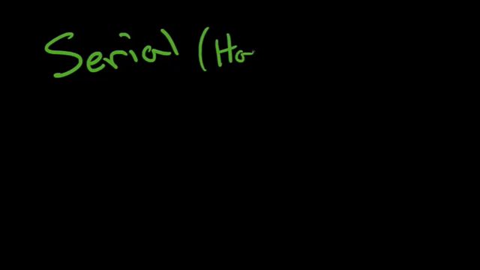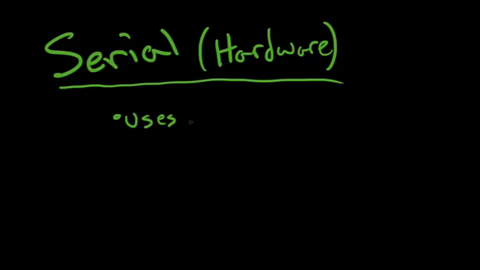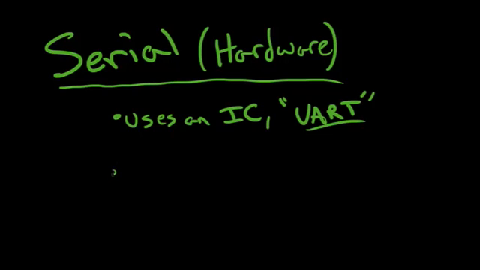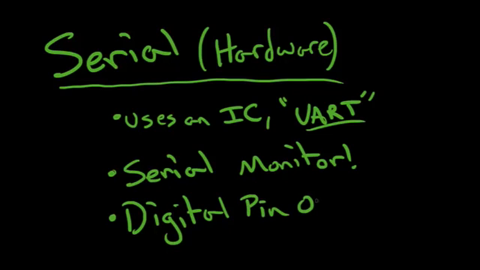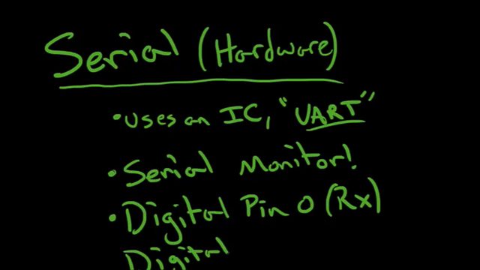So serial hardware. Alright, so this is going to use a small chip on the Arduino, which is actually called a UART. IC means integrated circuit, so it stands for UART. And it's what we're using for the serial monitor whenever we connect and send information to our computer. And that uses digital pin 0 as the receiving pin, so that receives information. And then we use digital pin 1 as the transmitting pin. So it just uses digital pin 0 and 1.